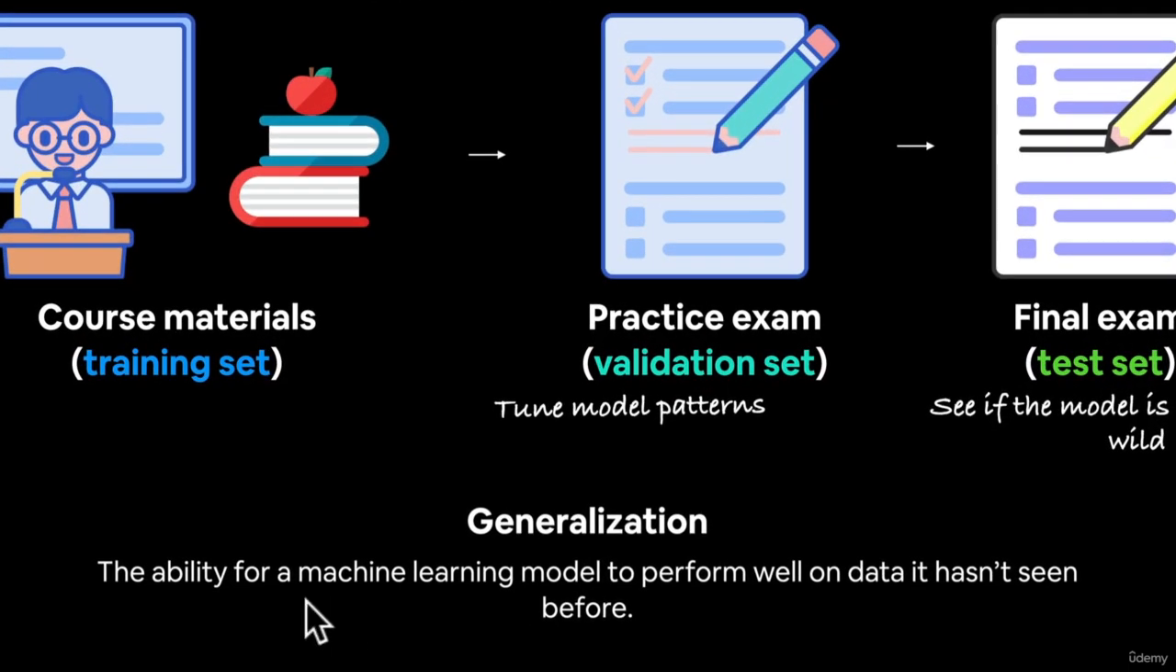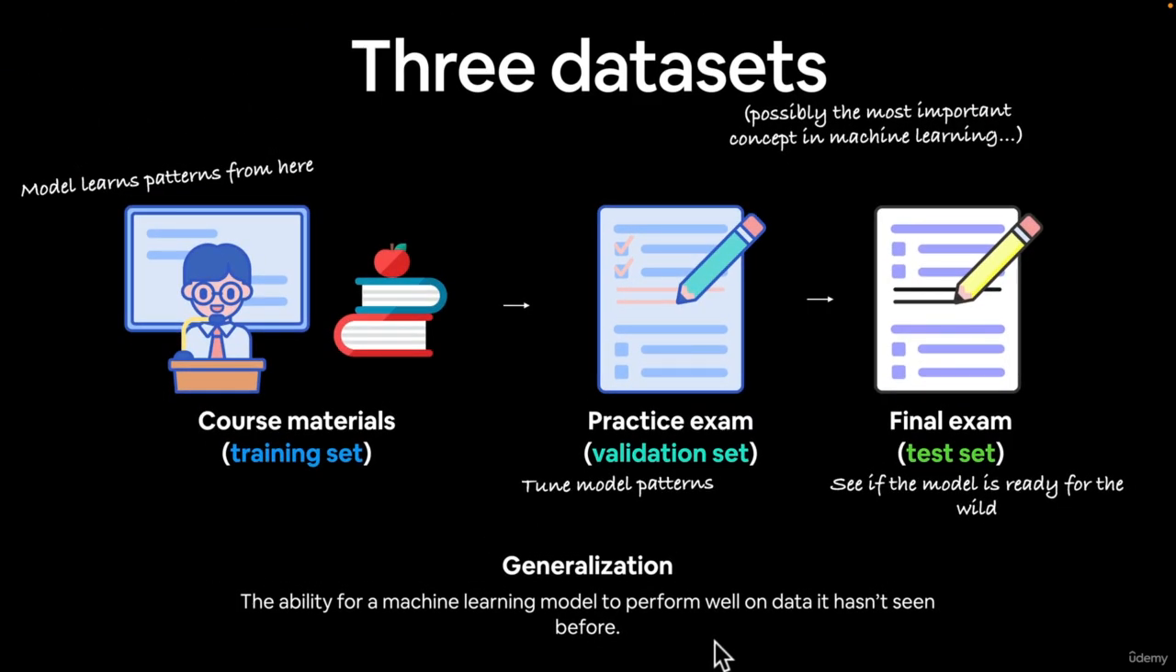Let's define generalization: it's the ability for a machine learning model or a deep learning model to perform well on data it hasn't seen before, because that's our whole goal, right? We want to build a machine learning model on some training data that we can deploy in our application or production setting, and then more data comes in that it hasn't seen before, and it can make decisions based on that new data because of the patterns it's learned in the training set. So just keep this in mind: three data sets, training, validation, test.